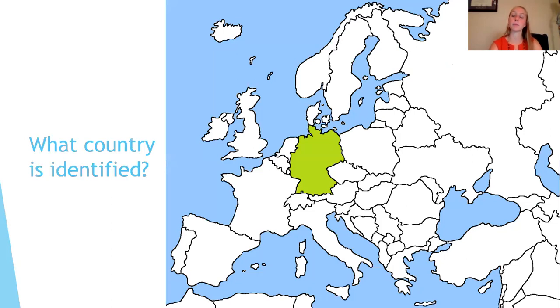Students, can you tell me what country is identified on this map? We've seen this map of Europe many times in class. My students will definitely know that this is Germany. They should be able to point that out pretty quickly.